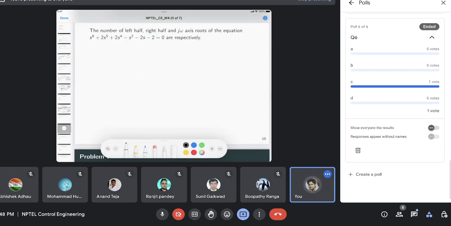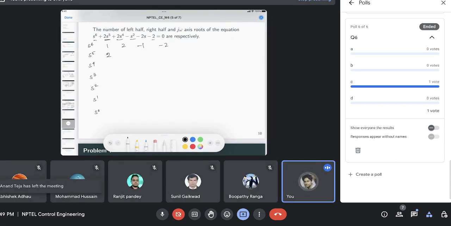Okay, so again you just continue with this Routh table. So you have a 6th order polynomial, so s6, s5, 4, 3, 2, 1, 0. For s6 it is 1, 2, minus 1, minus 2. For s5 it is 2, and there is no s3 term, so 0, and this minus 2 and 0.